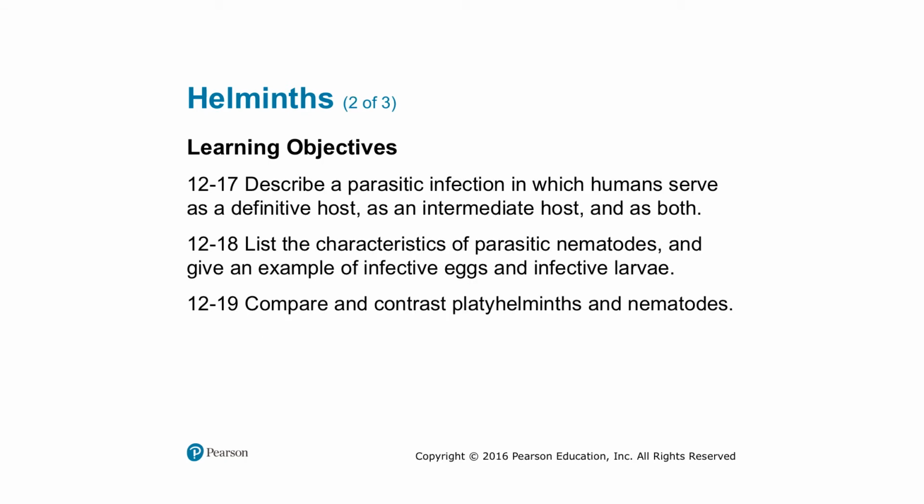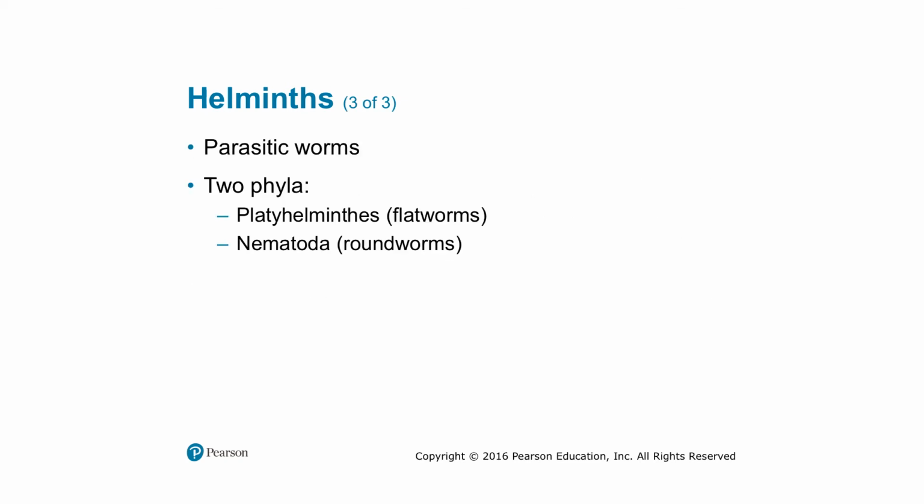We're also going to describe the parasitic infection in which humans serve as a definitive host, an intermediate host, and as both, and list the characteristics of parasitic nematodes and give an example of the infective eggs and infective larvae. We're going to compare and contrast platyhelminthes and nematodes as well. So we've got two big phyla here. We've got the platyhelminthes, which are the flatworms, and we've got the nematodes, or nematoda, which are the roundworms.